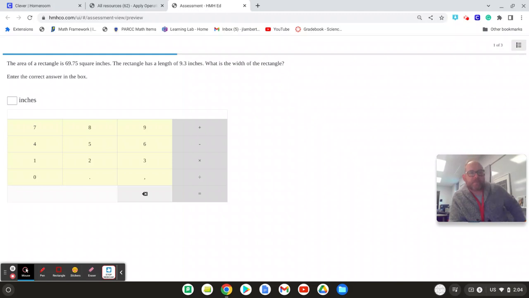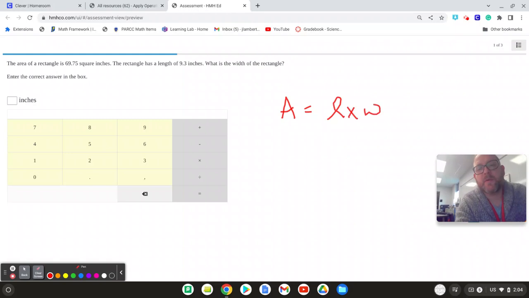All right. So the area for a rectangle is 69 and 75/100 square inches. The rectangle has a length of 9 3/10 inches. What is the width of the rectangle? So first of all, you're going to have to think through, what is the formula? I'm going to help you out with this. The formula for finding area, because we haven't done that in a while. So let's talk that through. If you guys can remember, area equals length times the width.